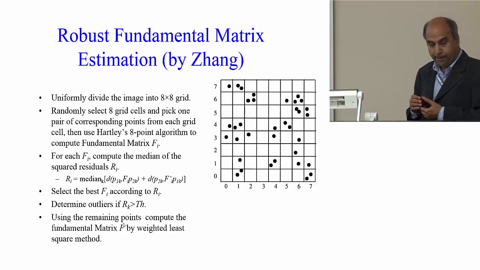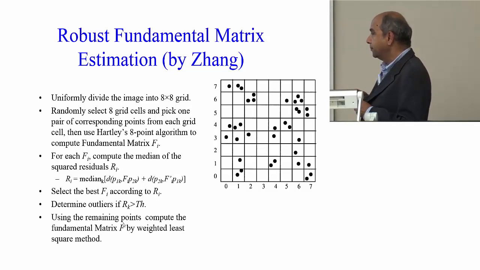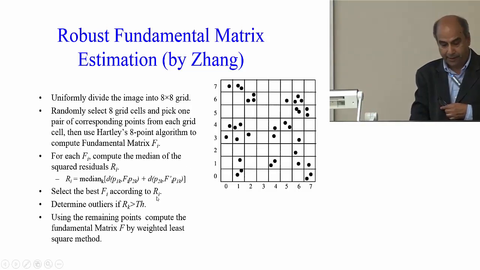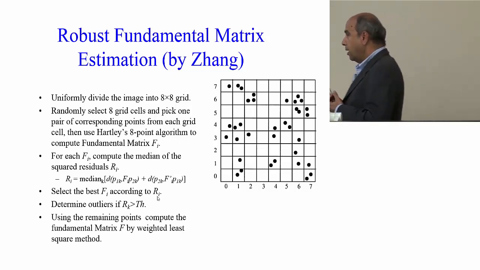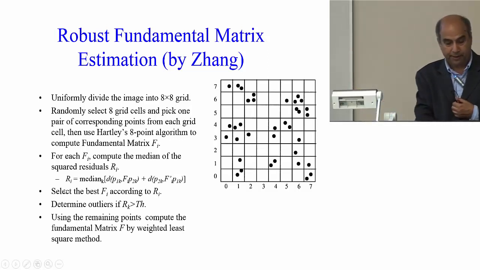And then from these many, many different fundamental matrices, you select the best, which has the least error. Using that, you know the error for each of the points, because this is computed for each point.